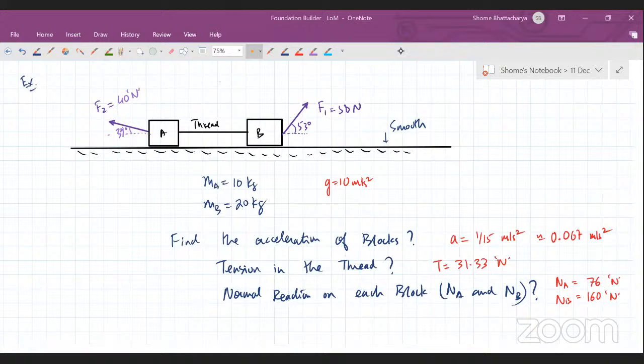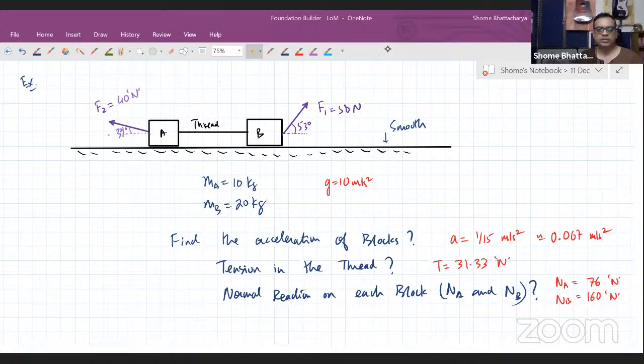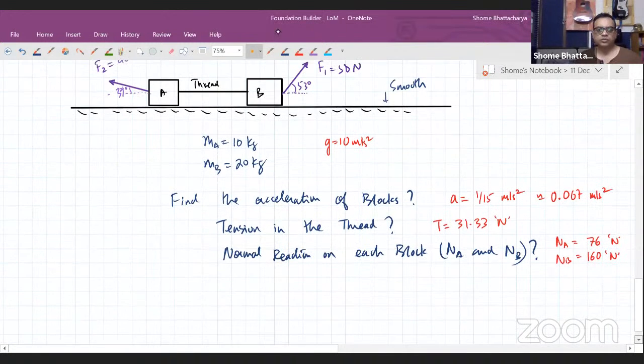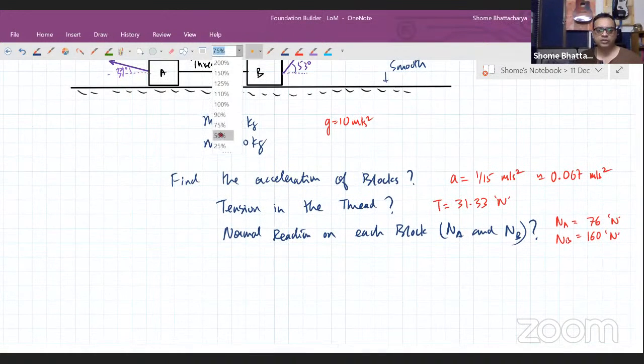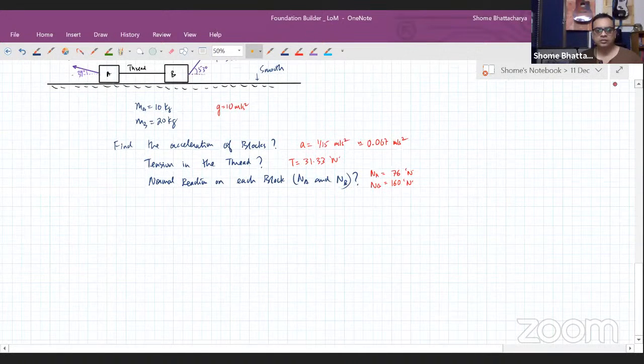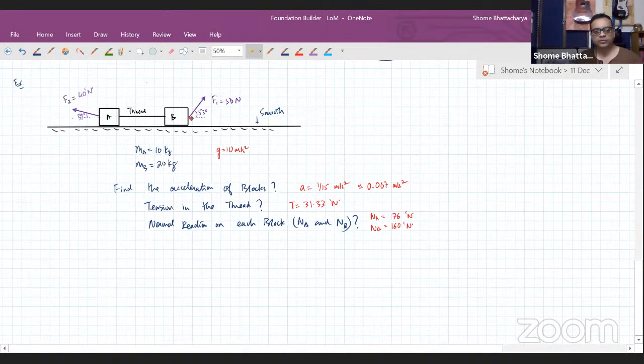Okay, so anyway, let's look at the full calculation. So see, first thing you do is resolve the forces. So this component of this force, and this component of this force, break it into that. So this is F1 cos 53. So that will come out to be 30 newtons, and this will be F1 sine 53. So that will come out to be 40 newtons.